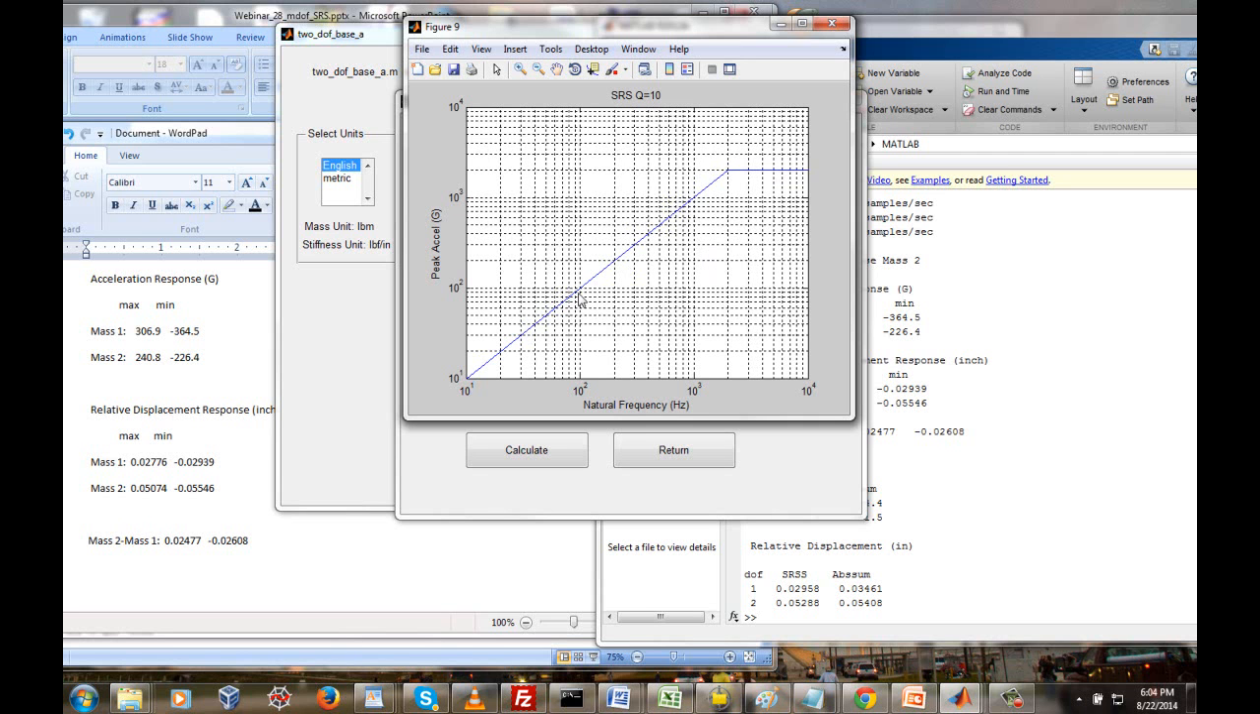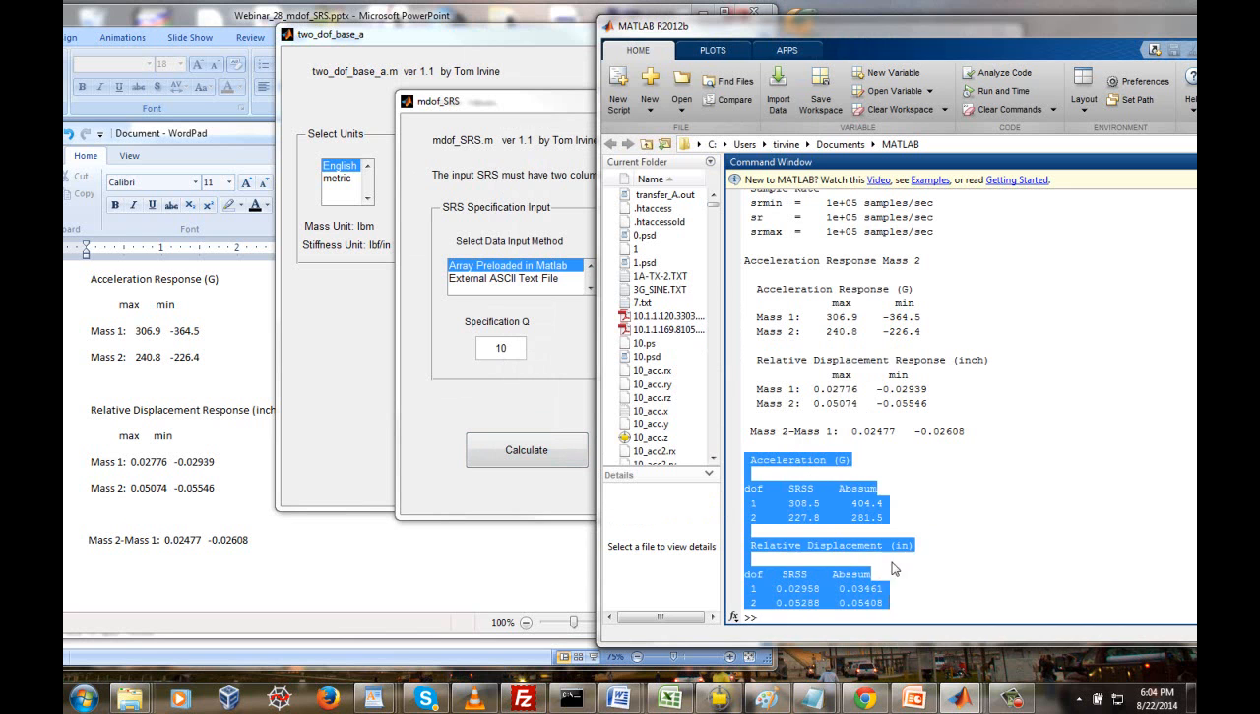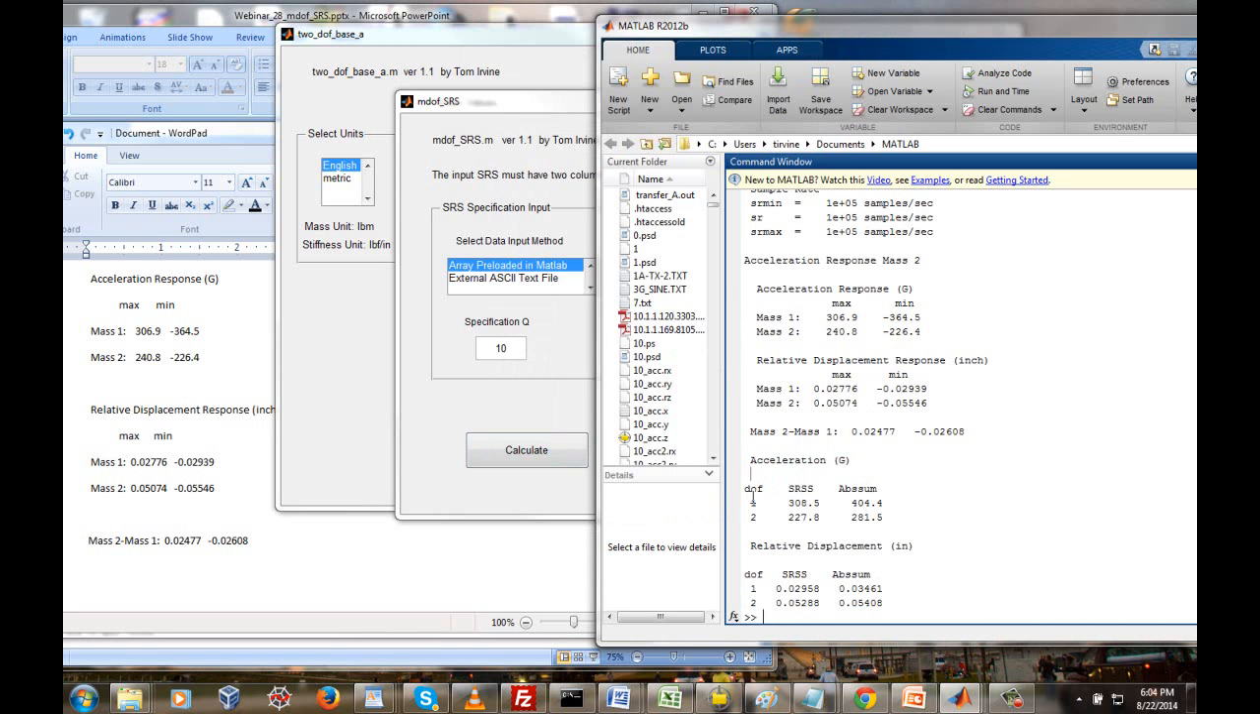If we take those two acceleration points, we convert them to relative displacement by dividing by omega sub n squared. And I've already told you in previous units how to go from absolute acceleration to relative displacement, so you should already remember that. Okay, so let's go to the command window and see the results here. So we've got degree of freedom 1 or mass 1, and degree of freedom 2 or mass 2. We've got the square root of the sum of the squares, peak acceleration, peak absolute G levels.